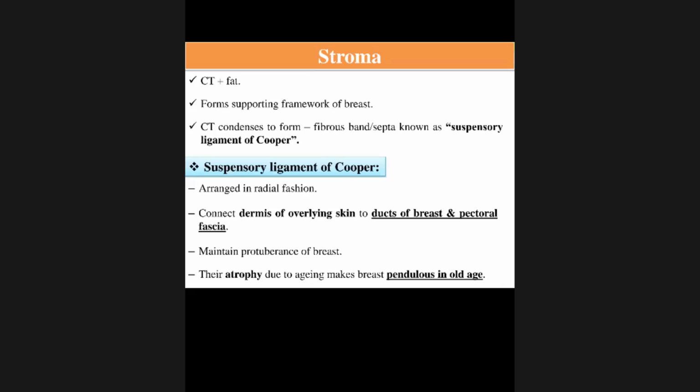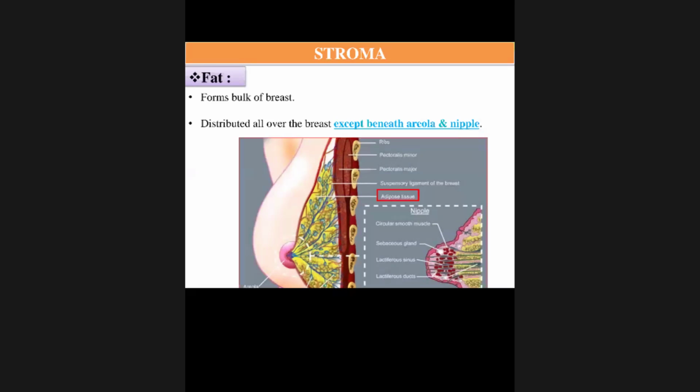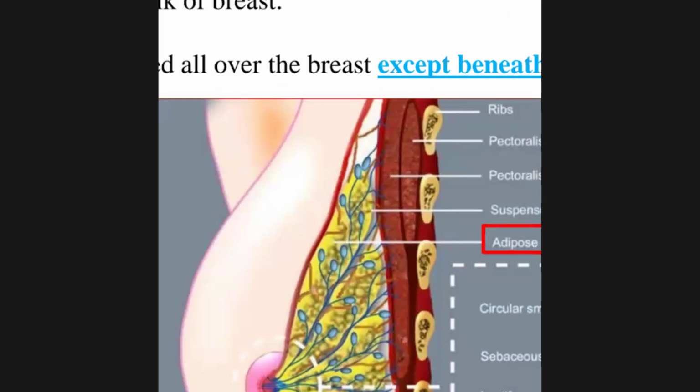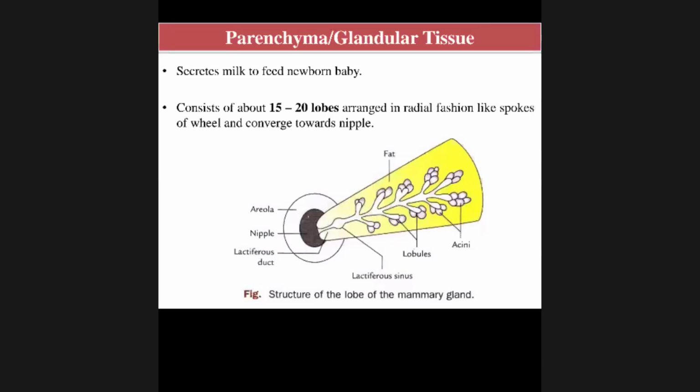What is the ligament of Cooper? It is a condensation of connective tissue. Where is it attached? Superficially it is attached to the dermis, and deeply to the pectoral fascia as well as the ducts of the mammary gland. Now another important factor in the stroma: two parts are connective tissue, and the remaining is fat. In this picture, the yellowish part you can see is all fat, adipose tissue.